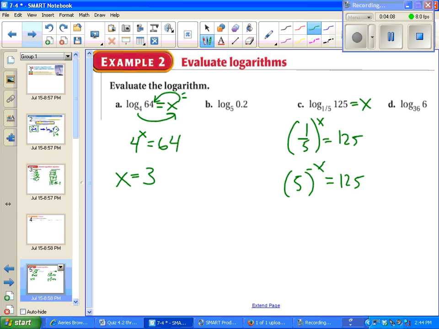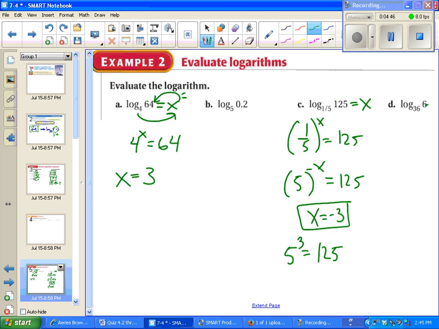This still might seem kind of hard to solve, but you should be able to, in your head, decide 5 to what power equals 125. 5 to the first power is 5. That's not going to help us. 5 to the second power, 25. 5 to the third power, on the other hand, is 125. So in your mind, we're thinking 5 to the third equals 125. So what does x have to be? X can't be 3, but x could be negative 3. Because negative of a negative is a positive.